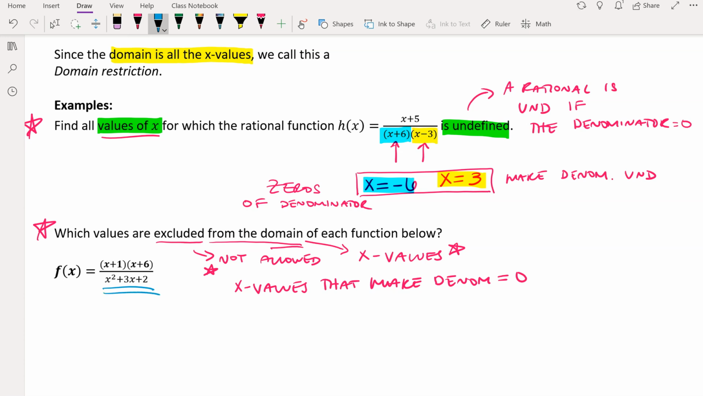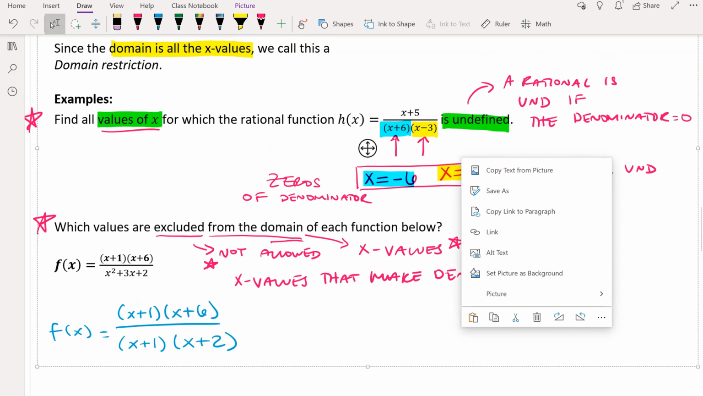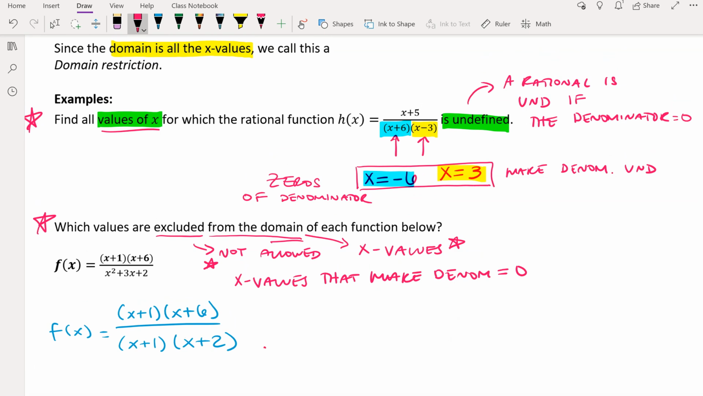So how do we find what makes this denominator equal 0? It's in standard form now, so what do I need to do? What should I do to find the zeros of that denominator? I need to factor. All right, so if I factor, I get f of x equals (x plus 1)(x plus 6). That stays the same on top, and then I'm factoring the bottom. We get (x plus 1)(x plus 2).